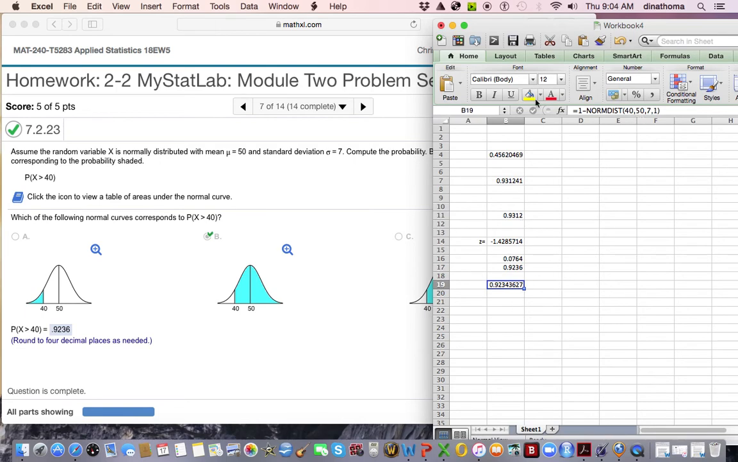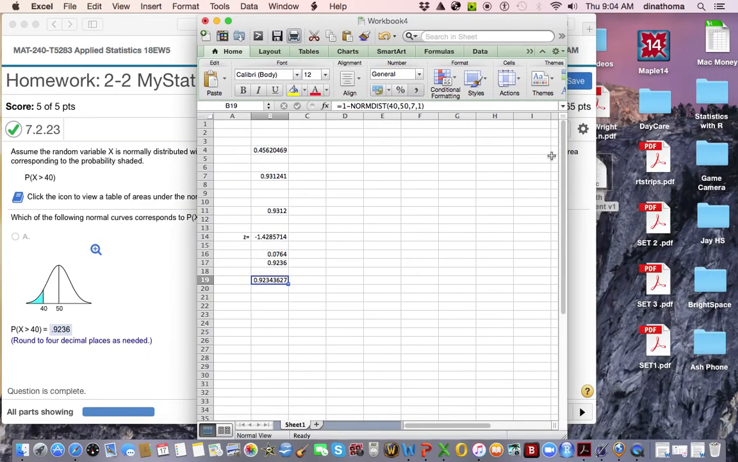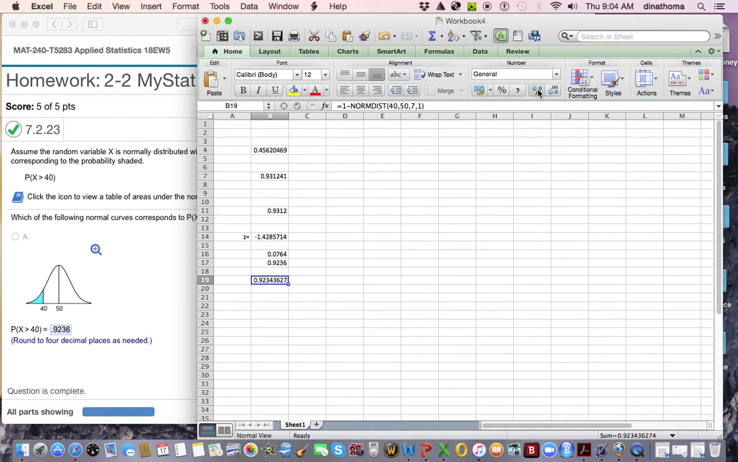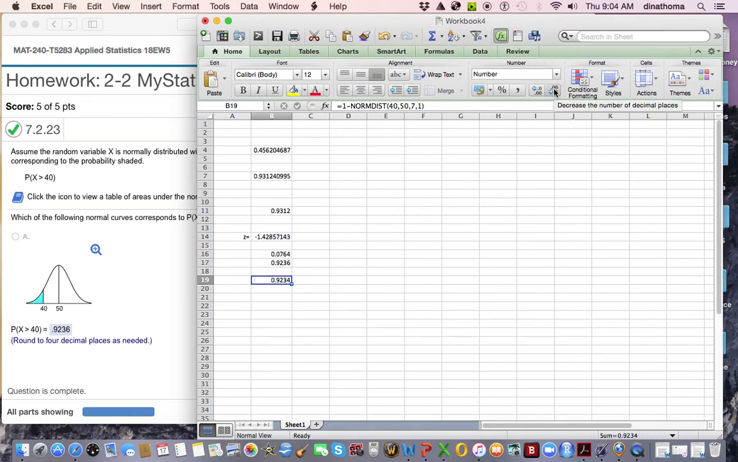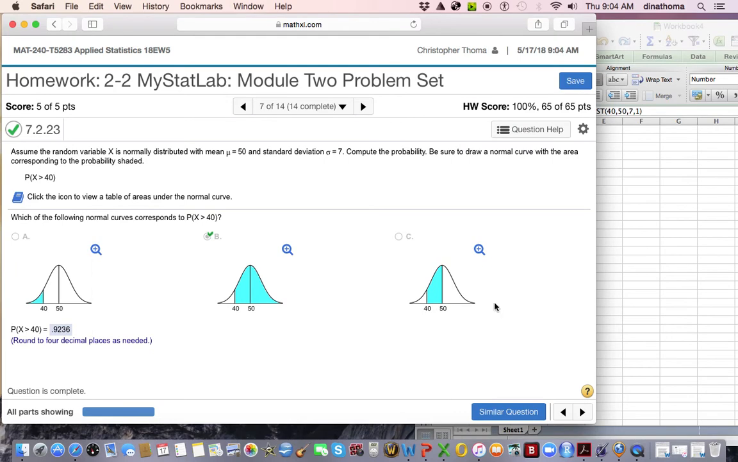Here is the issue between the tables and technology. This Excel is 100% accurate versus the tables, which have rounding because they only can go so far. So let's round this to 4 decimal places. Oh, too far. 4. Yep, so you can see there is a hundredths of a difference. Of course, I already put my answer in, so I don't know if it'll let me redo it.